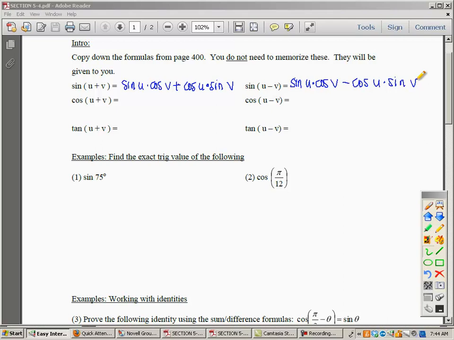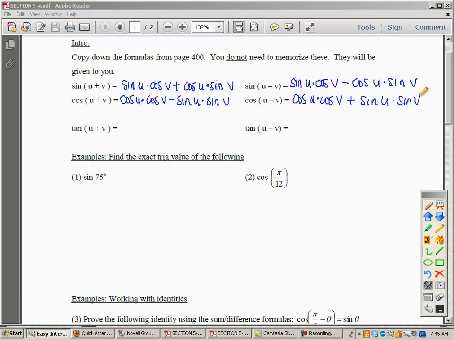Cosine's the opposite. The cosine, when you add the two angles together, looks like this. The cosine of u times the cosine of v, and it's the opposite sign. So minus the sine of u times the sine of v. And so the cosine of the difference is the cosine of u times the cosine of v plus the sine of u times the sine of v. And again, it's opposite of what's there.